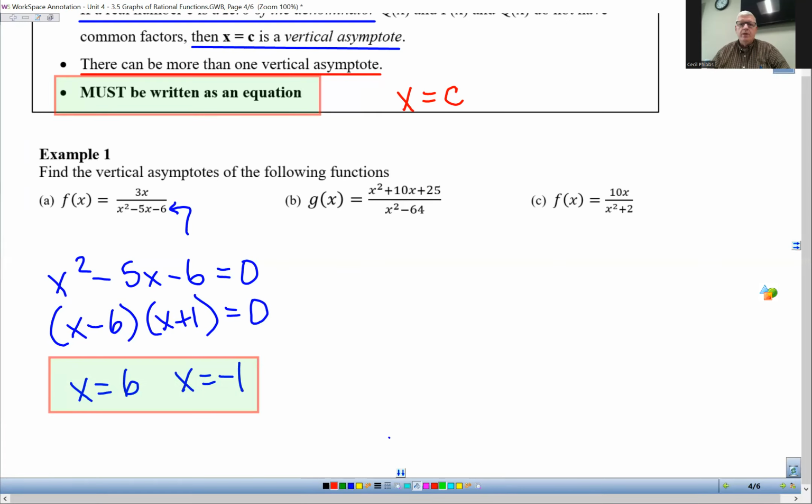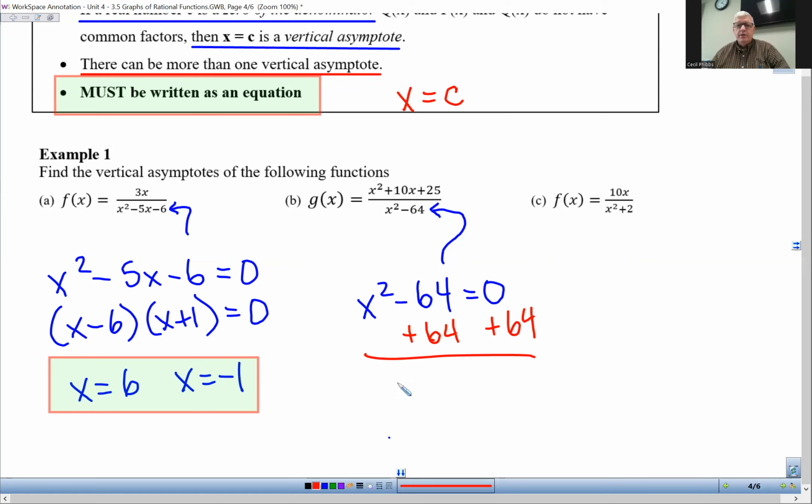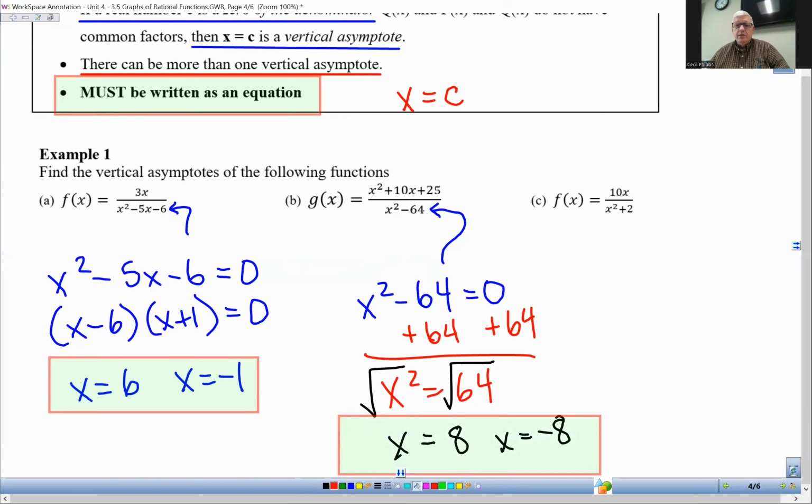So there you go. Okay, letter B, we're going to do the same thing. Looking at the denominator, we're going to say that x squared minus 64 is equal to 0. For this one, since we just have x squared, we can get that by itself by adding 64 and then take the square root. So x squared is equal to positive 64. When we take the square root on both sides, we're left with x equals 8 or x equals negative 8. Those would be our two vertical asymptotes. So remember, if you take the square root, you're going to get two solutions.